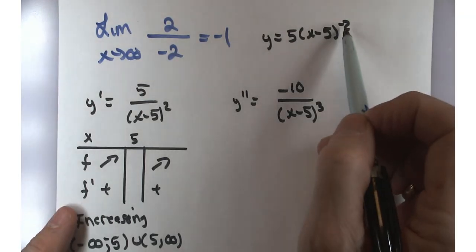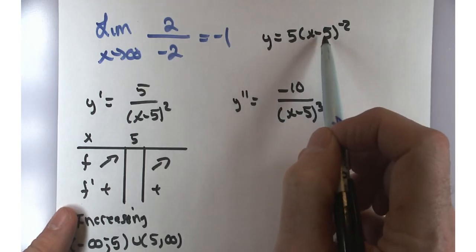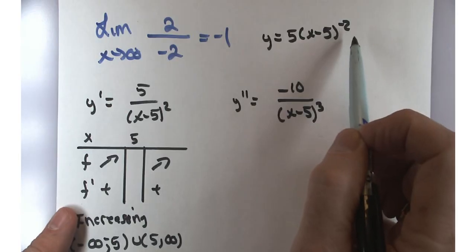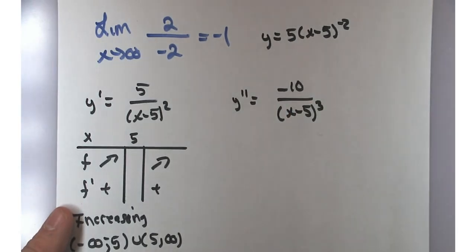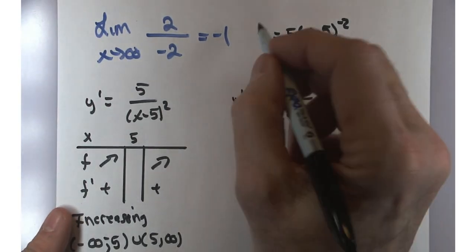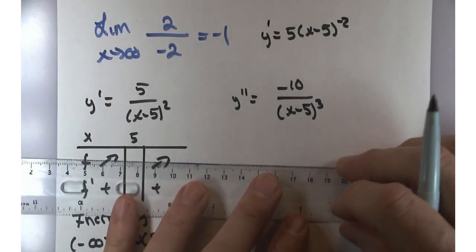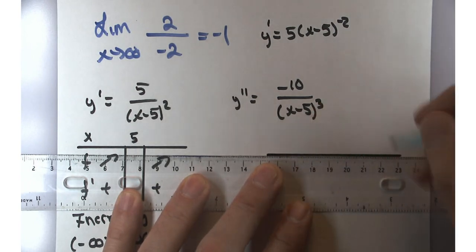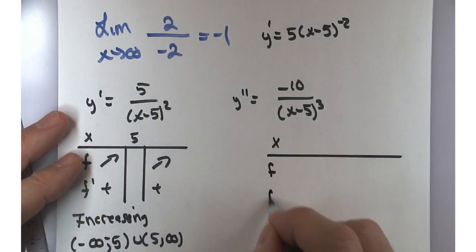So it's -2 times that gives you your -10, and then x minus 5 to the -3rd times the derivative of the inside. But what's the derivative of the inside? It's 1. So you get to that pretty quickly. So y prime equals that. Nice. Let's do ourselves a little table for this one. X, F, F double prime.